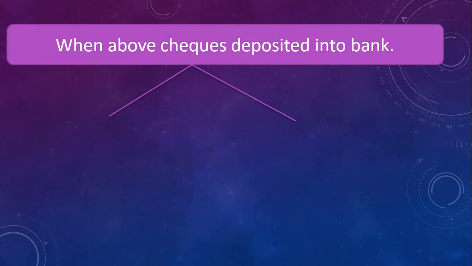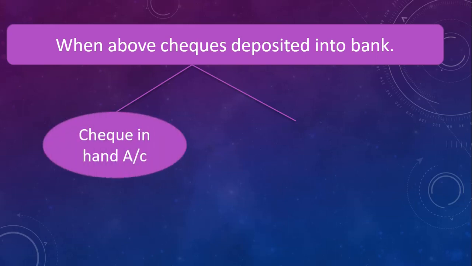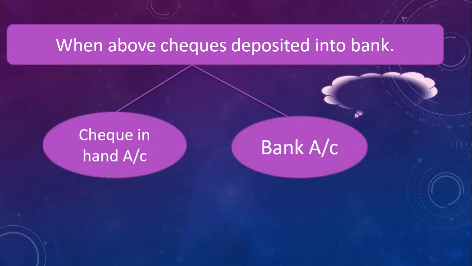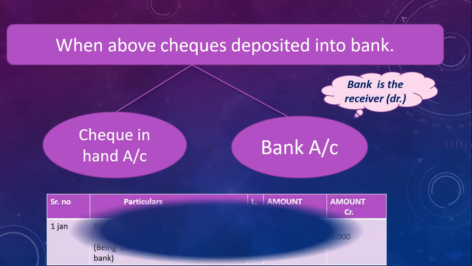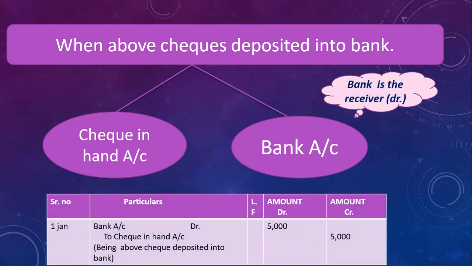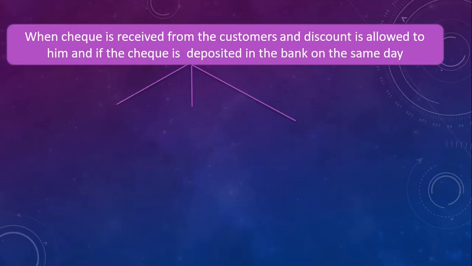Next, when above checks are deposited into bank. Now here comes the role of bank. Bank has received the check, means bank is the receiver of the check. Bank debit to check in hand account. Entry will be bank account debit to check in hand account.